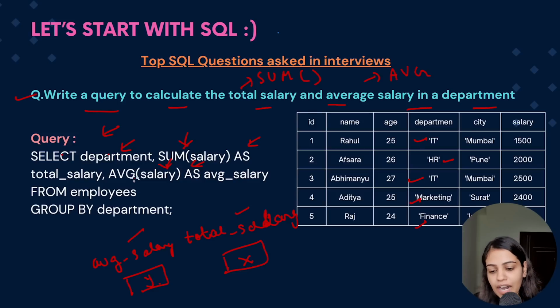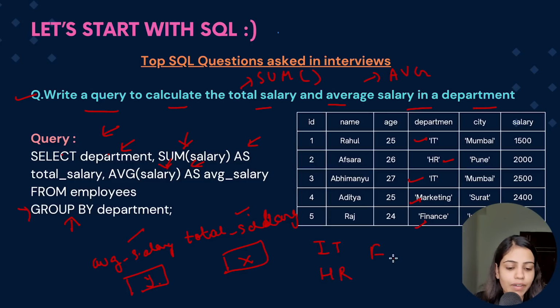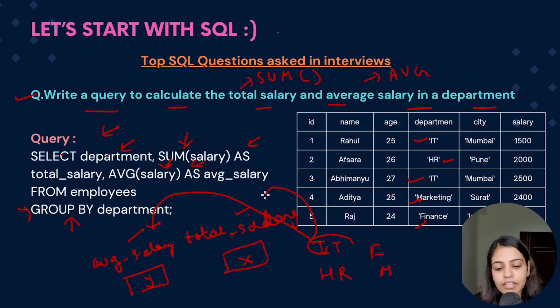So I'll get the department, the average salary and the total salary, but now I want each department's total and each department's average. So I'll be using the group by clause. Group by will group all the departments accordingly, so it will group IT, HR, finance, marketing into subgroups, and for those groups we will get the average salary and the total salary.